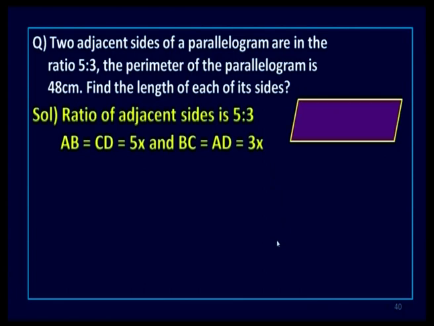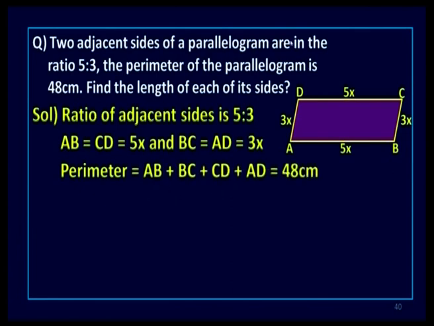So what I am doing? I am taking a parallelogram here. Yes, it is ABCD. Opposite sides: AB's opposite side is CD. BC's opposite side is AD. So I can say that in a parallelogram, opposite sides are equal. So AB equals CD equals 5x. As it is 5:3, I am taking here 5x. And BC equals AD equals 3x. As it is here 3, I am taking 3x, children.